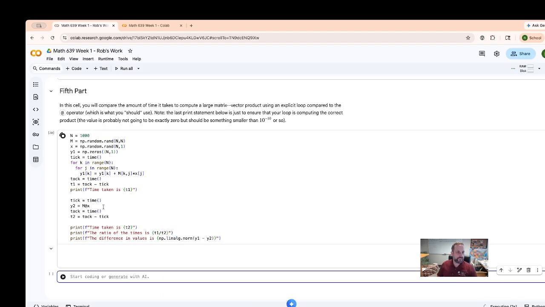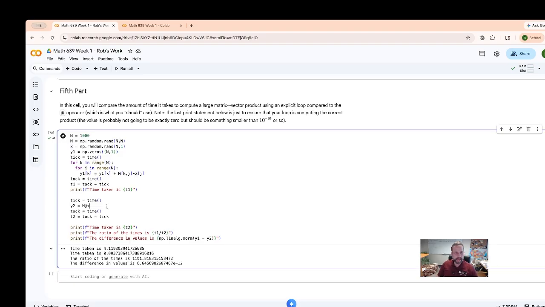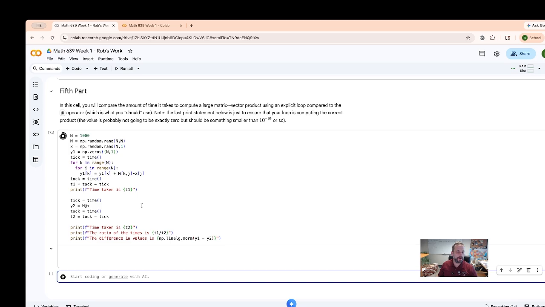Okay, so we're going to run this whole thing again. And then it takes 1,000 times longer to do the explicit loop than it does to do the @ operator, okay? So it's 1,000 times longer, and it's taking like 3 seconds, 4 seconds here.